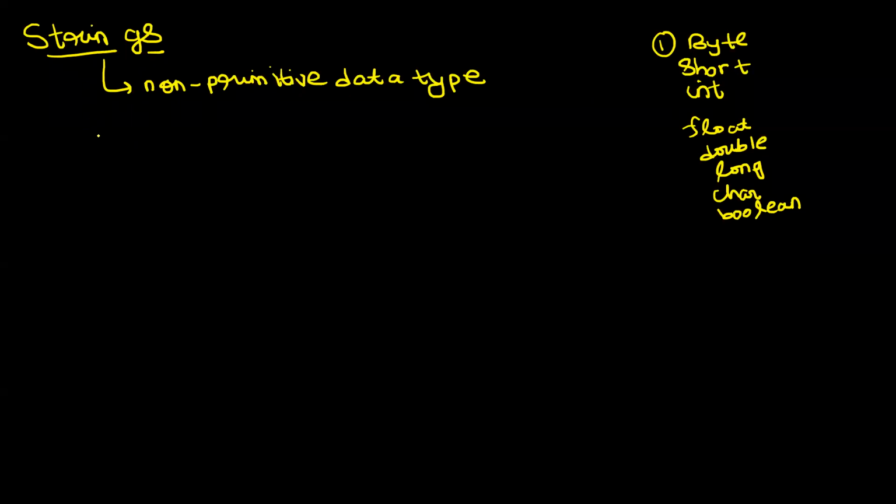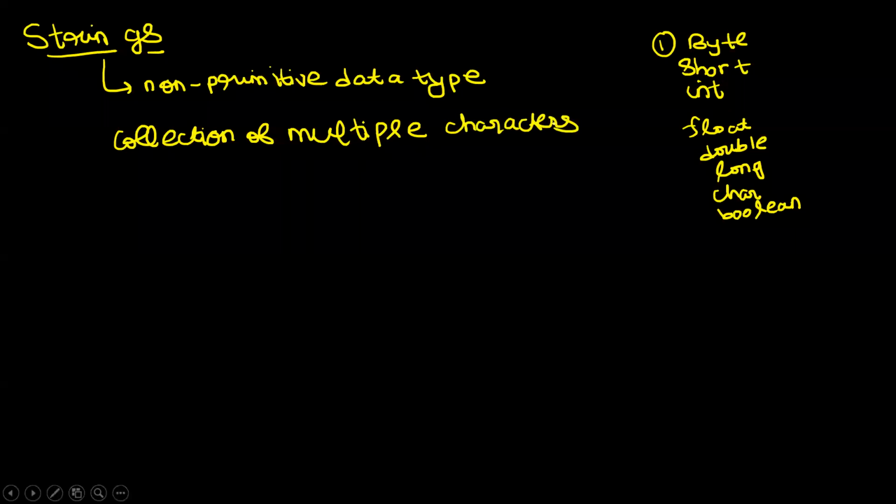And what are strings ideally? A string is nothing but a collection of multiple characters. See guys, today's class is very simple. If you pay attention, you will understand all the details, and I'll try to explain it in the simplest manner possible. So what is a string? A string is nothing but a collection of multiple characters placed one after the other.